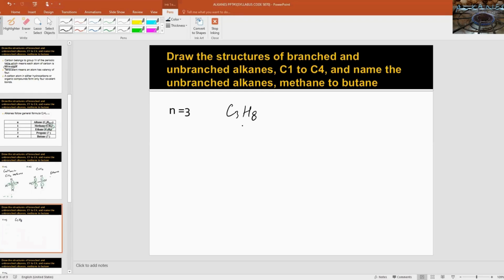In the propane molecule, first of all, we will show the bonding between three carbon atoms: 1, 2, 3. That is through single bonds only. These are the single bonds. The displayed formula is of saturated hydrocarbons. Then I will show the bonds of each carbon atom with hydrogen atoms. These are the hydrogen atoms.